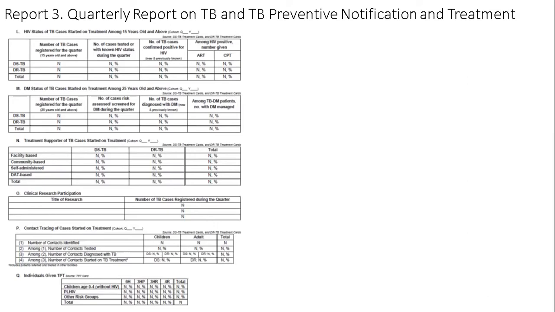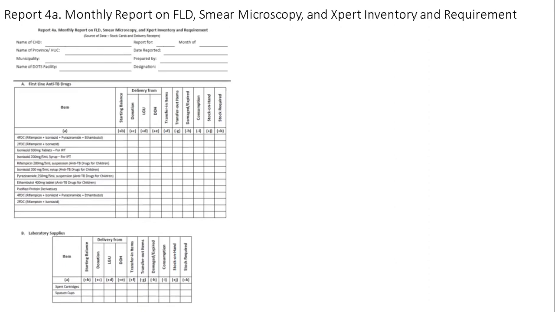Letter O, clinical research participation. Letter P, contact tracing of cases started on treatment. Letter Q, individuals given TPT. As you can observe, before we still had report 3A and 3B. Now in our new edition, 3A and 3B are integrated into report 3 only. 3A before was for the DSTB only and 3B for the DRTB only.